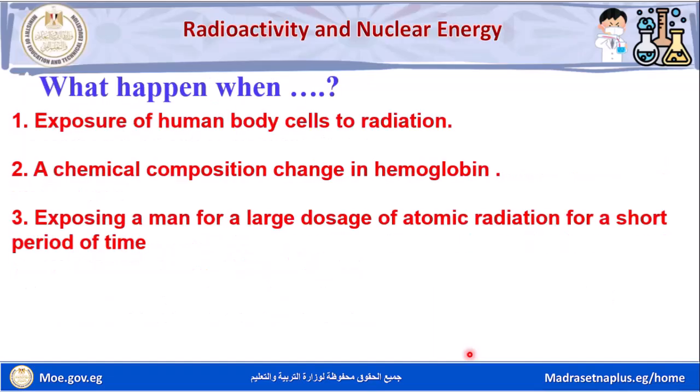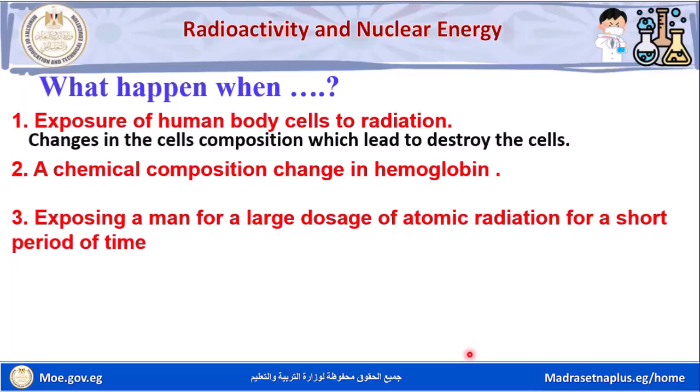Another question, what happens when? Number one, exposure of human body cells to radiation. Changes in the cells composition which lead to destroying the cells.